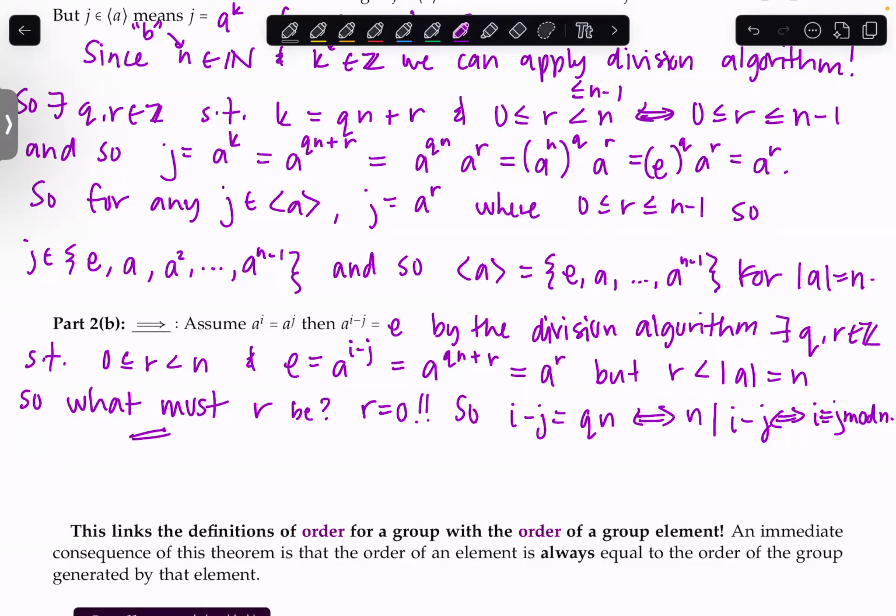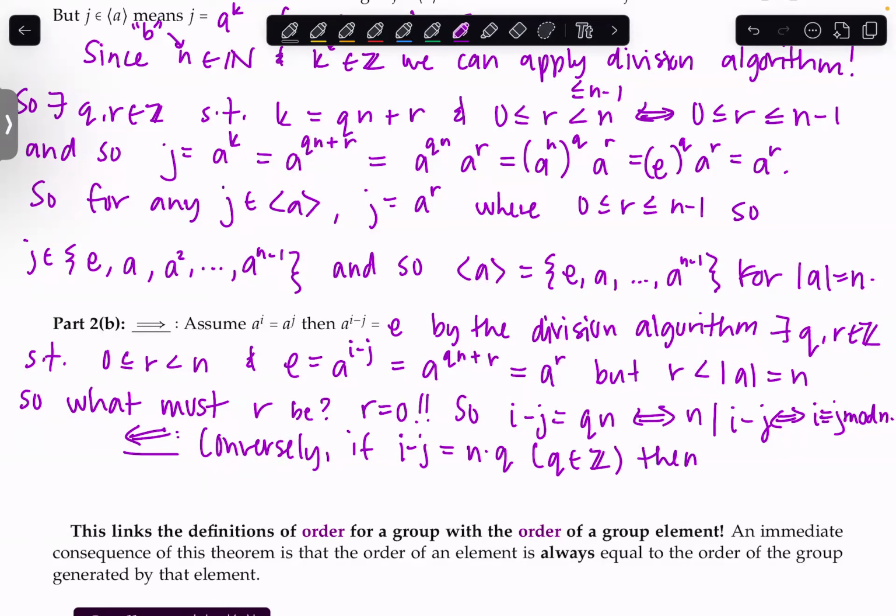Okay, and we're gonna do the converse, right? We wanna go in the opposite direction. If I already know this relationship between i and j mod n, I wanna be able to show that these powers do really give me back the same exact element. So conversely, if I know n divides i minus j, that means I can write it as n times some integer.